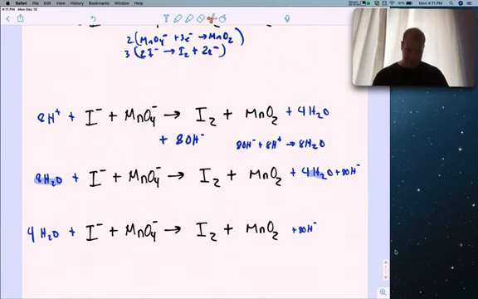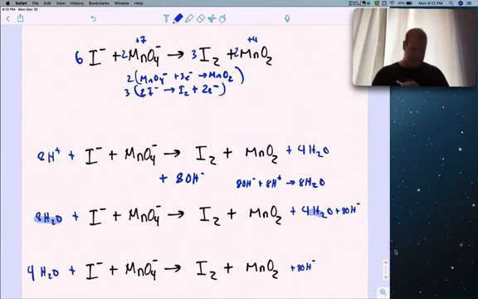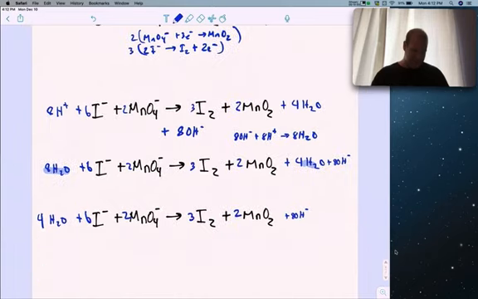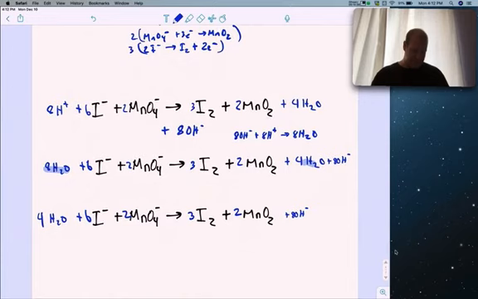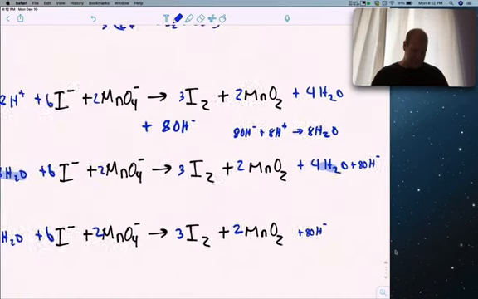So this is the basic solution. Oh, I'm sorry, I didn't put the numbers here. I was just copying. Four waters plus 6 iodide makes 2 permanganate, plus 3 iodines and 2 manganese oxides, and generates 8 hydroxide. So that's in basic solution. Okay.